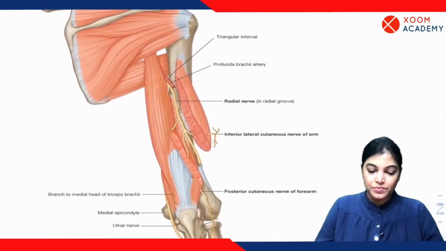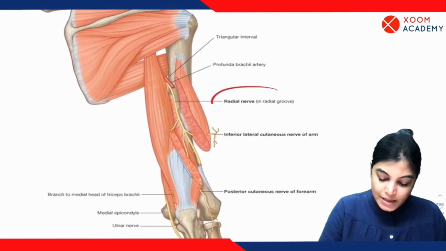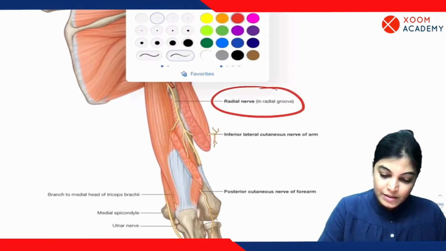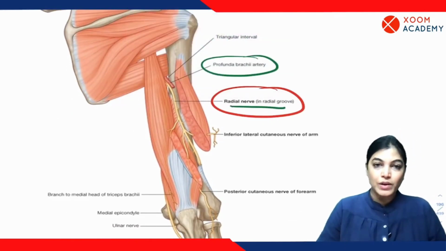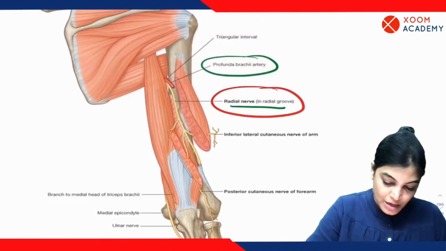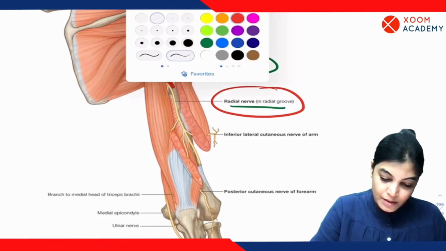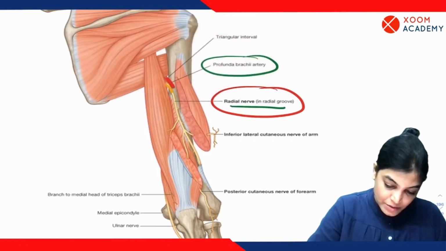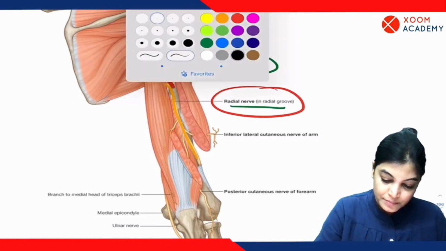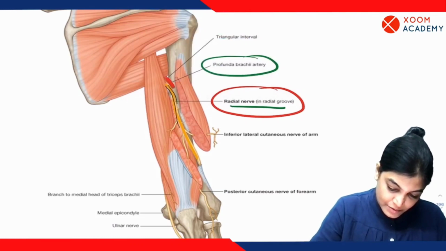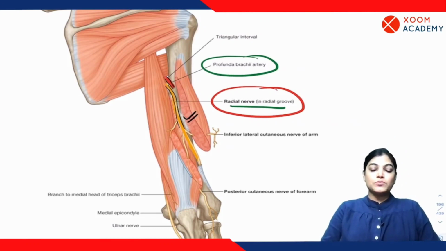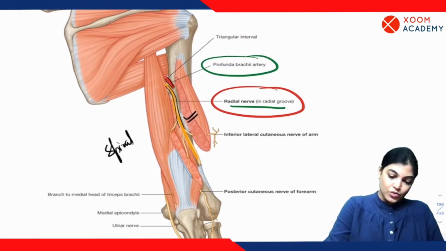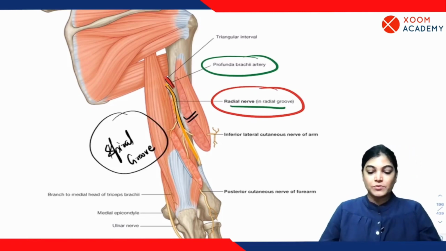If we see this diagram here, we can see the radial nerve traversing in the spiral groove along with the profunda brachii artery, the two structures, after passing through the lower triangular space. As you can see in the diagram, the artery passes between the two heads of the triceps muscle, and it is located in the spiral groove of the humerus bone in between the medial and lateral heads of the triceps muscle.